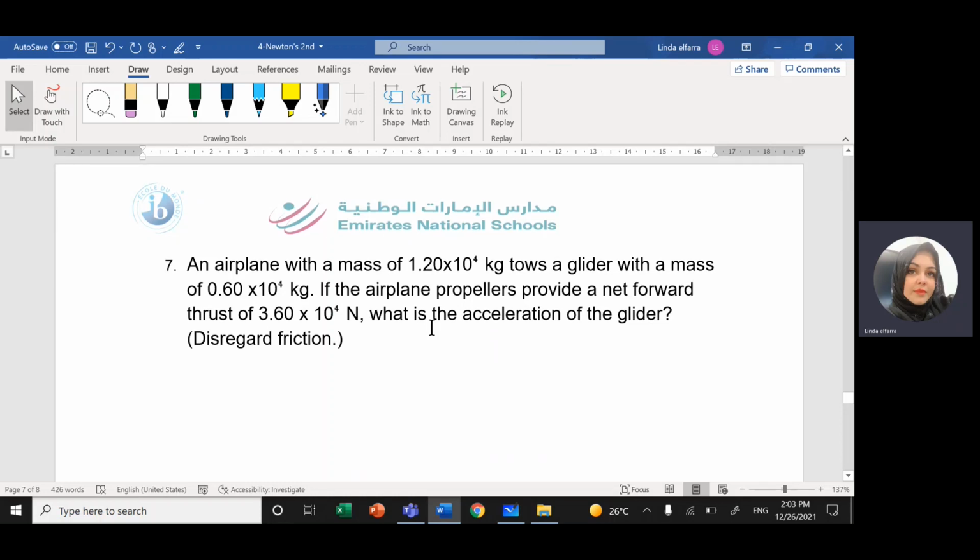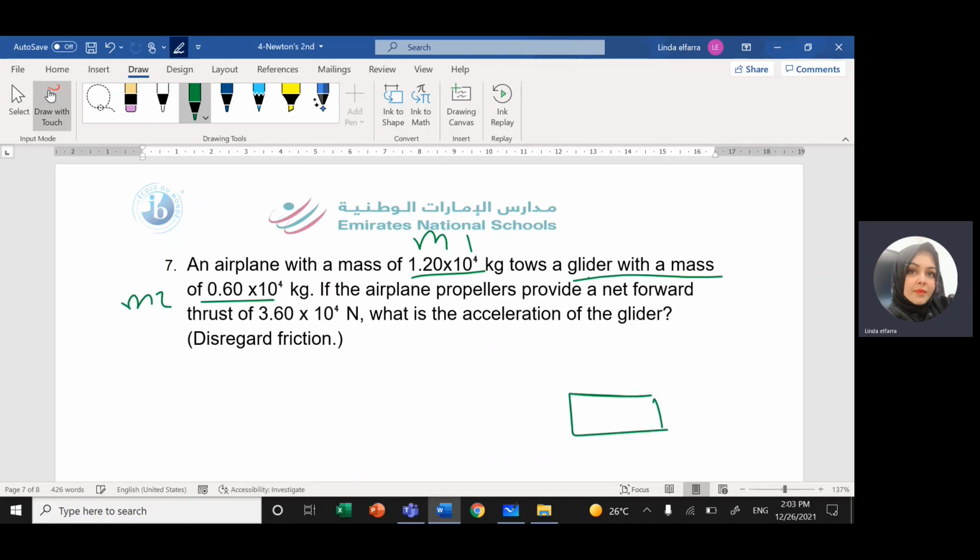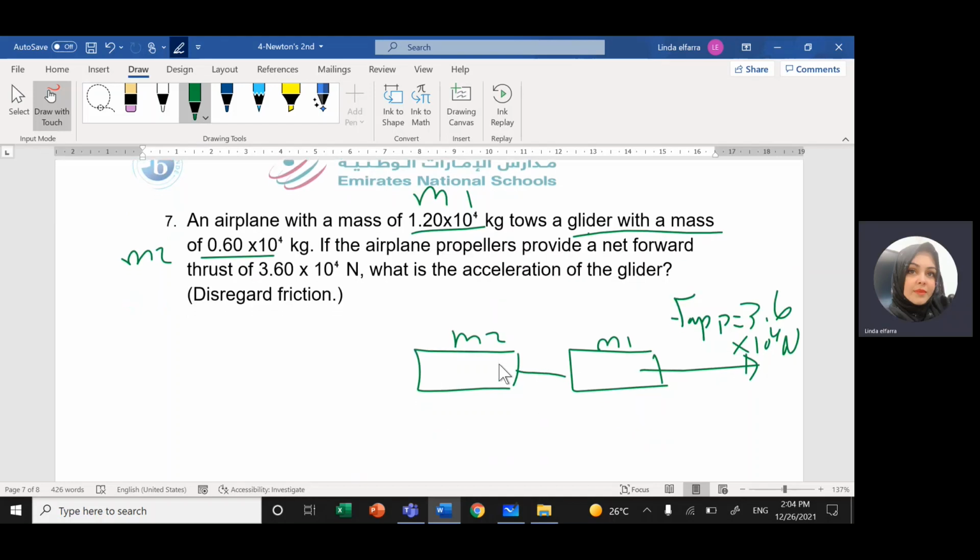It has a mass of 1.2, which I'm going to call M1. And I have a glider. It has a mass, so M2. So M1 and here M2. The applied force F applied equals 3.6 times 10 to the power 4 Newton. I need to find the acceleration.